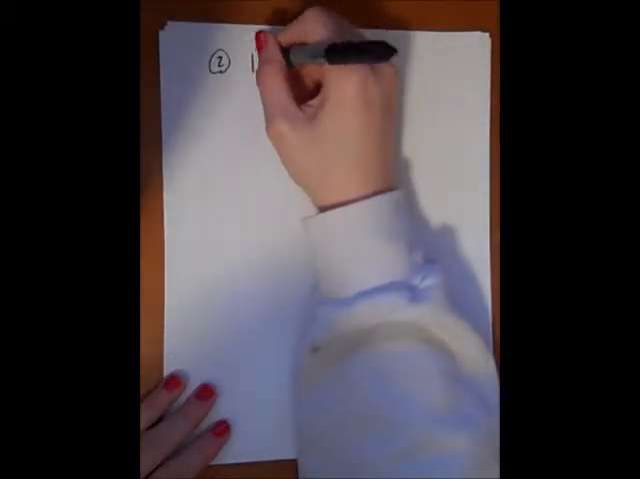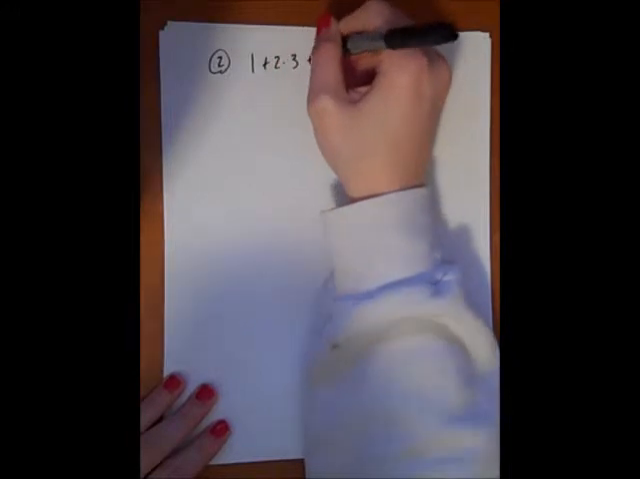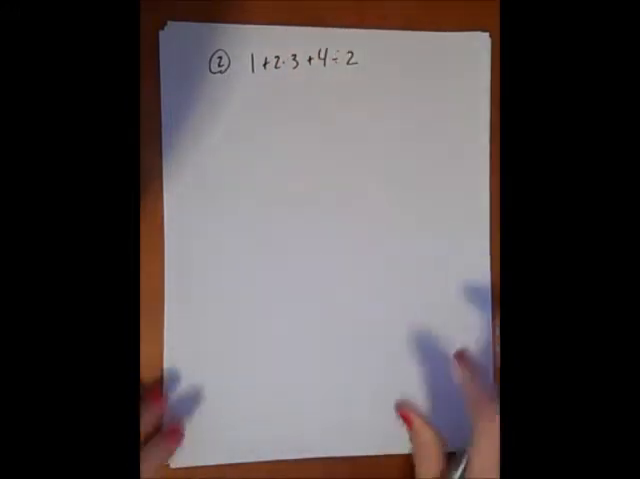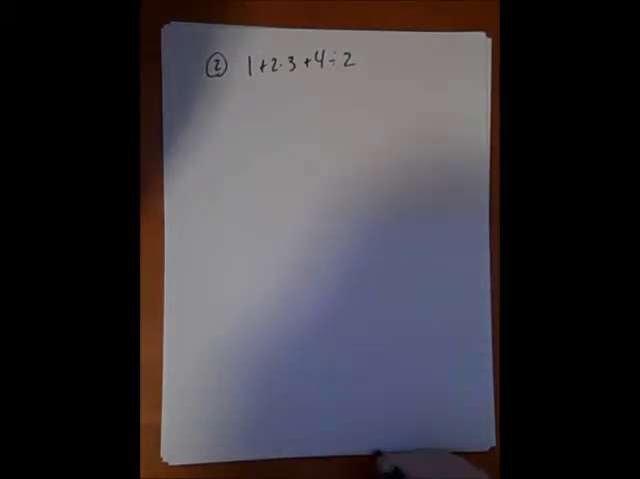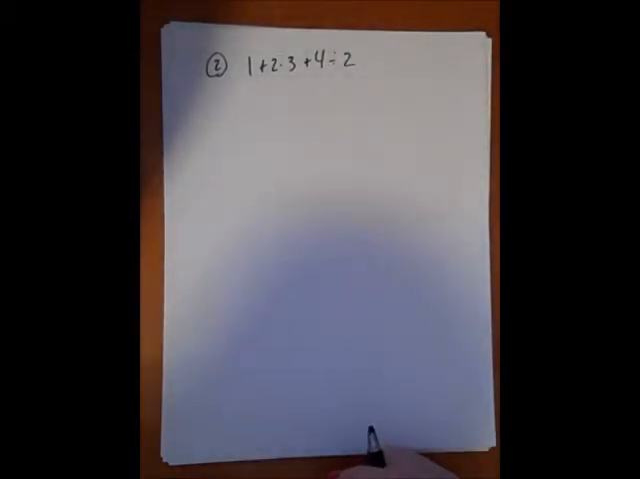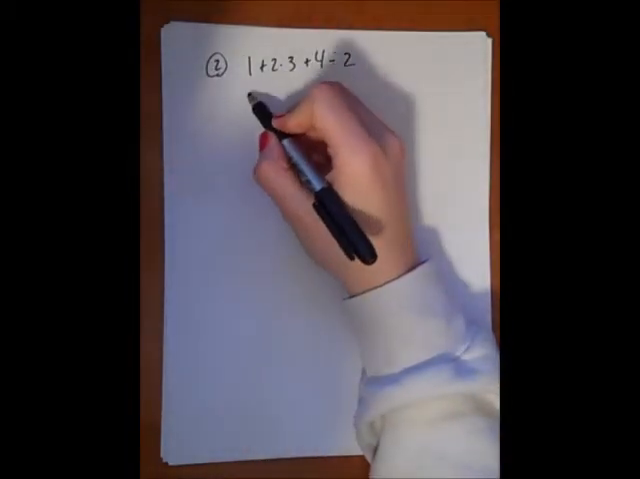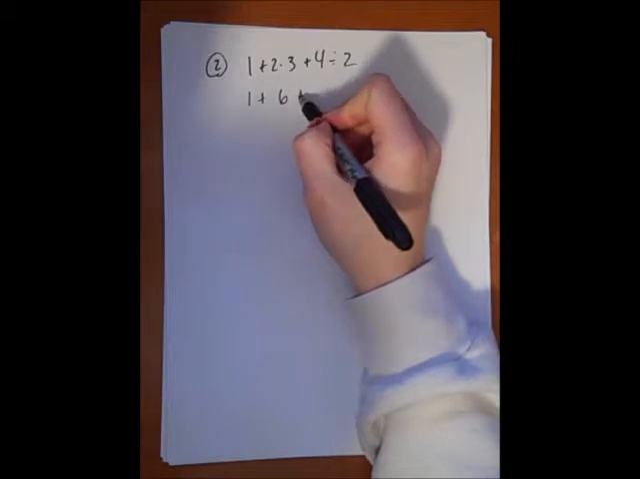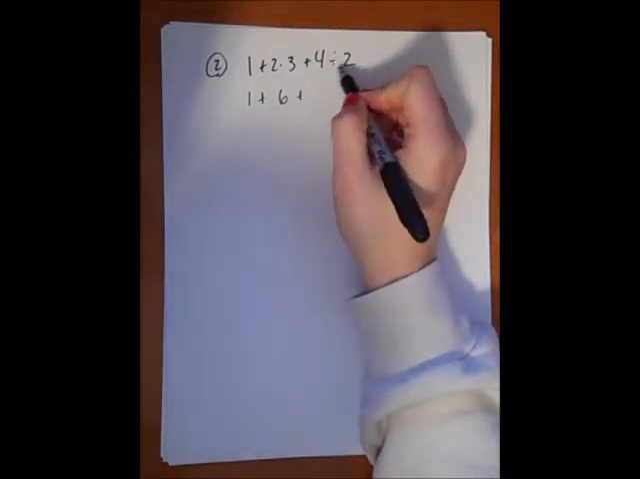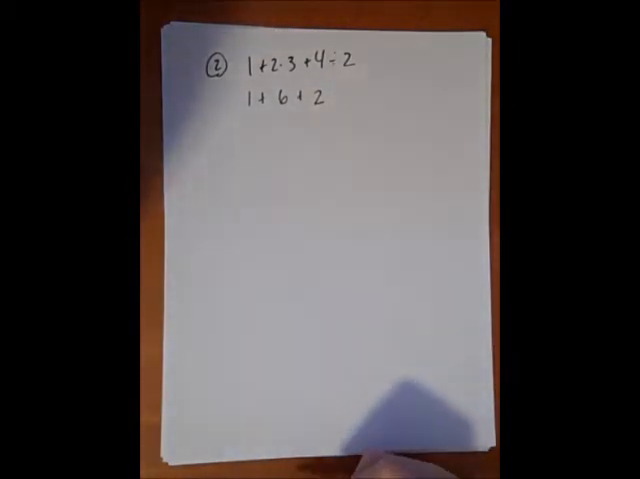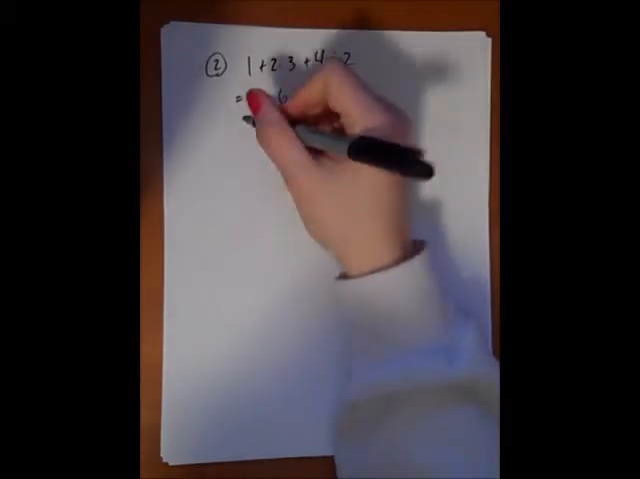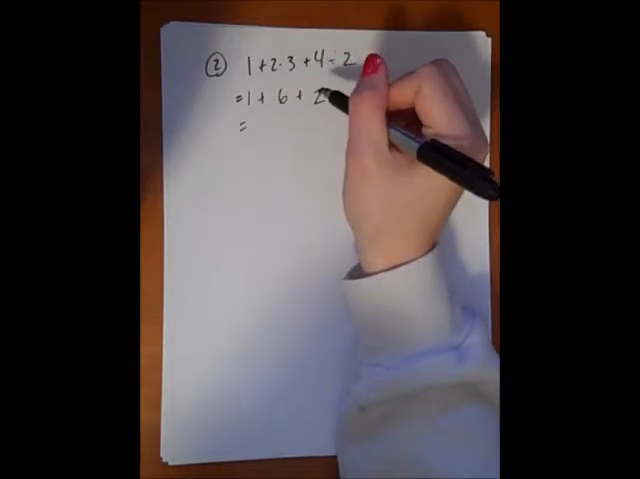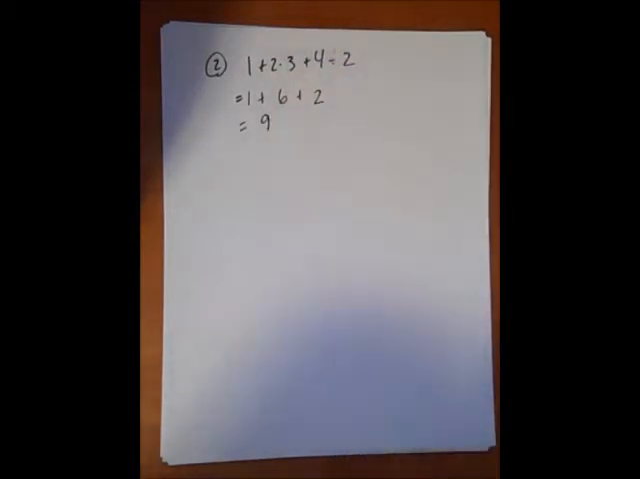Example 2, let's do 1 plus 2 times 3 plus 4 divided by 2. First off, parentheses, do I have any? No. Do I have any exponents? No. Multiplication and division. So let's see, these two are grouped by multiplication, so 2 times 3 is 6, and these two are grouped by division, so 4 divided by 2 is 2. And now I'm going to do addition and subtraction. I can just add them all up. So 1 plus 6 is 7, plus 2 is 9.